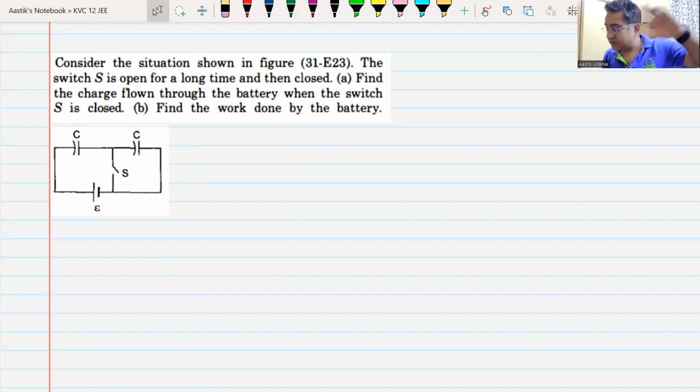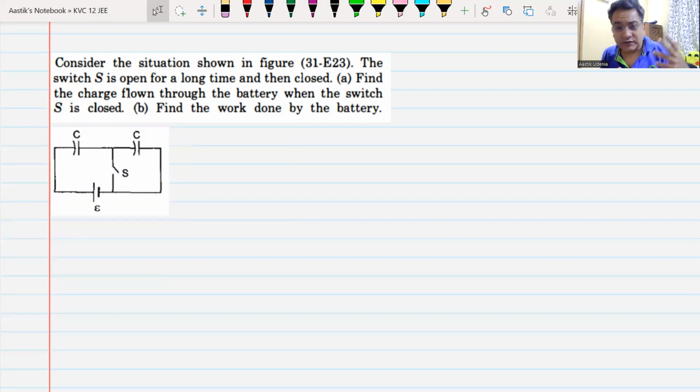The switch is open for a long time. So the switch is open. Initially, the switch is open and then it is closed. Find the charge flown through the battery. You have to find out how much charge has flown through the battery when the switch is closed.